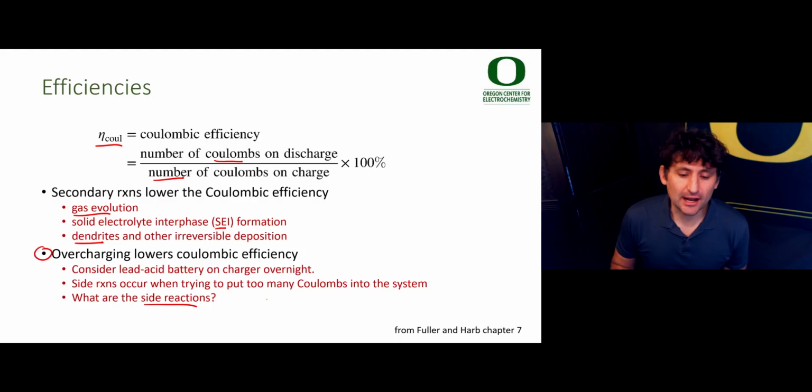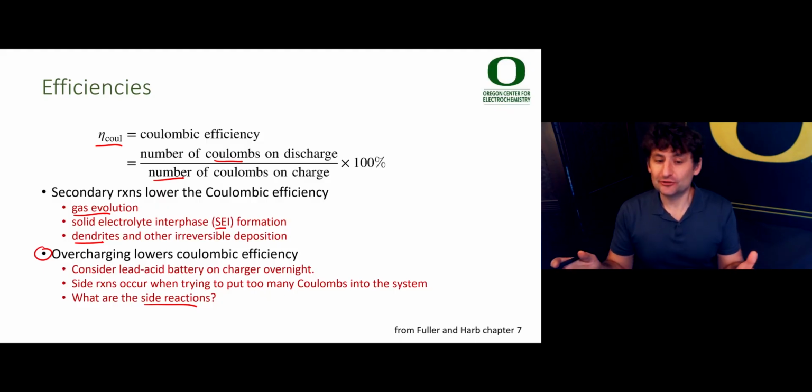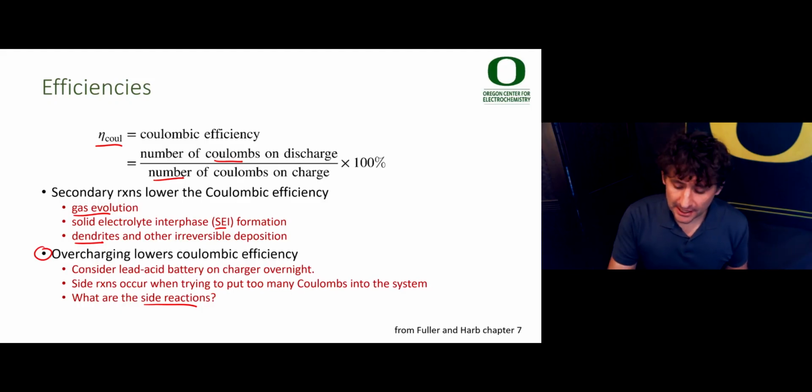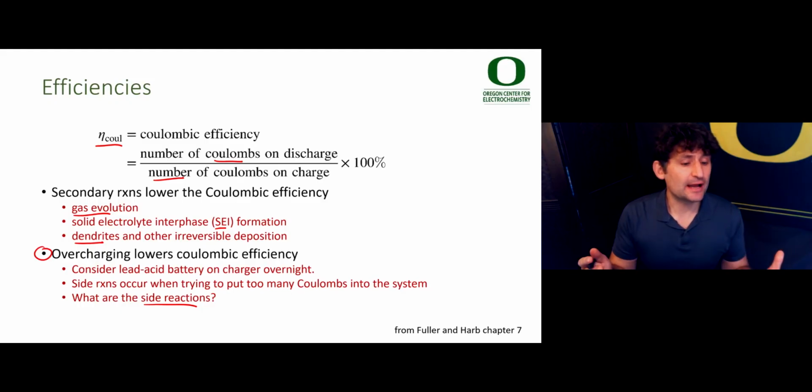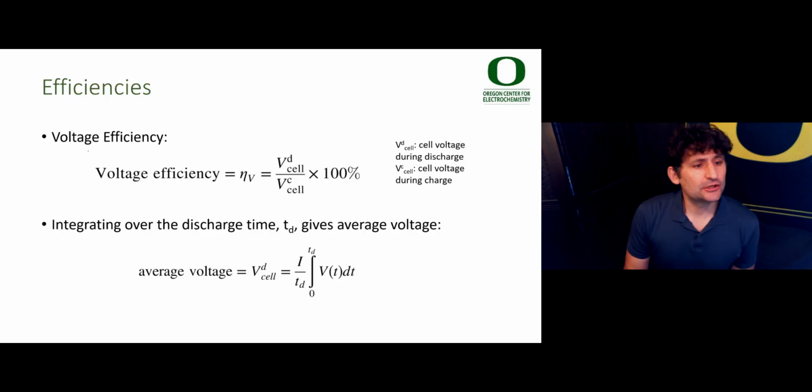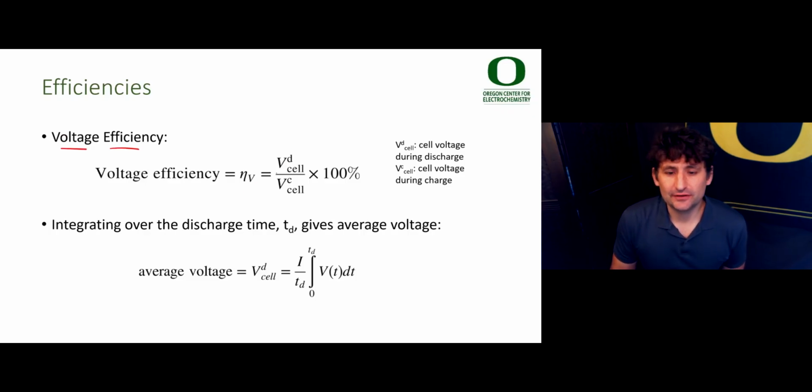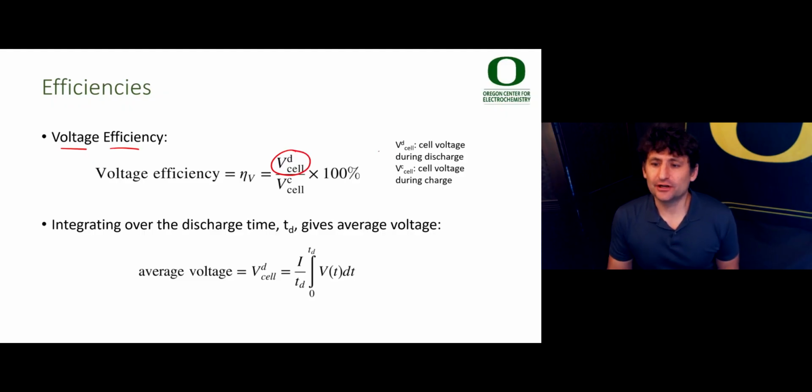A lead acid battery operates in concentrated sulfuric acid. So what other electrode reactions can you drive? Well, you can split water into hydrogen and oxygen, and those reactions are irreversible. We can also define the voltage efficiency. The voltage efficiency, eta V, is simply the discharge voltage of the cell on average over the charging voltage.